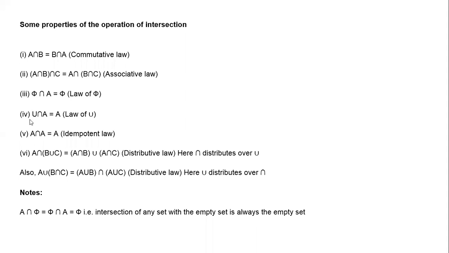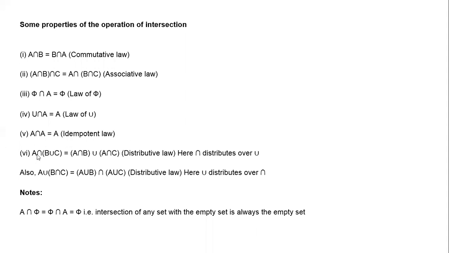Similarly, you see here A and U, where U is the universal set. Universal set intersection A will be equal to A only, because universal set contains all the elements of all the sets. The elements of A are also common to universal set, so the result will be A. Now A intersection A will be equal to A only.